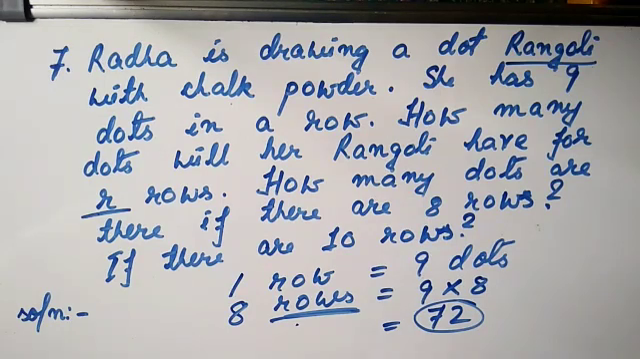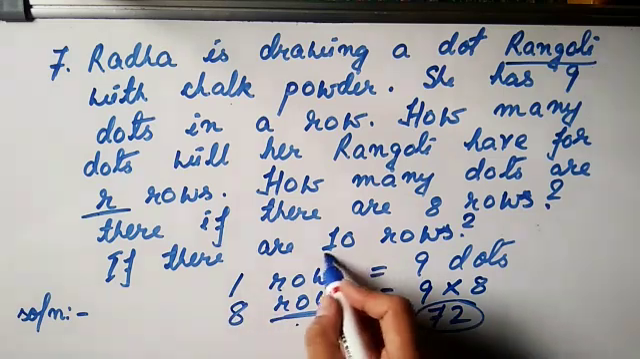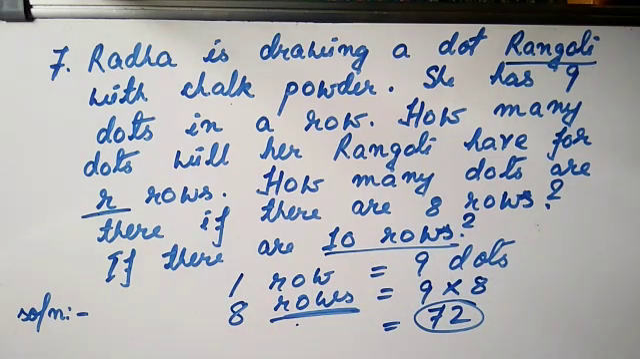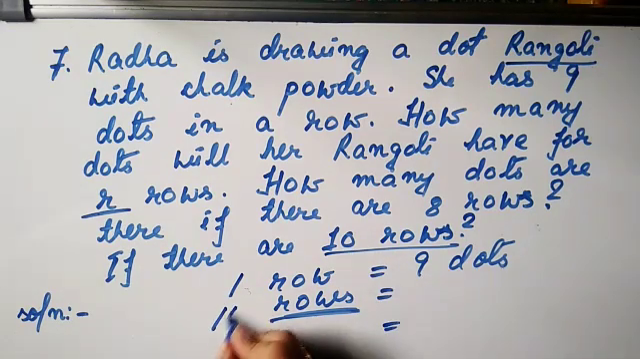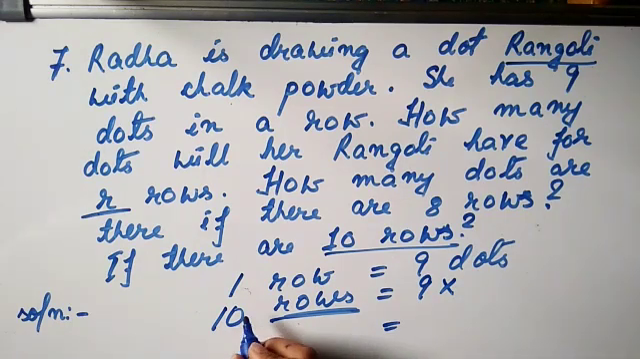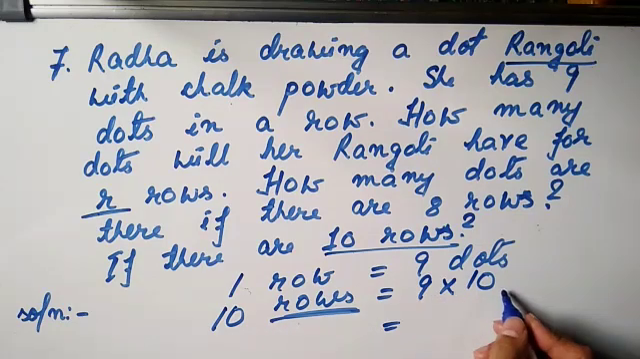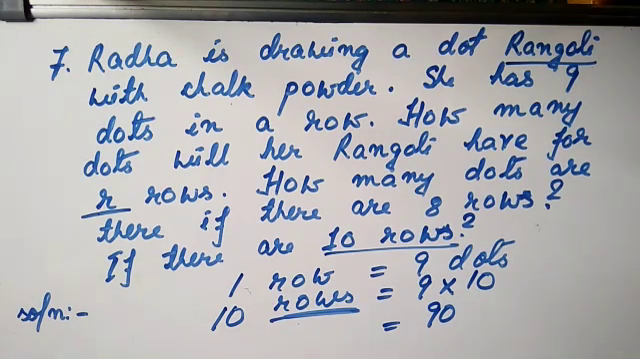And our final question is, they ask us to find how many dots will be there in how many rows? 10 rows. So instead of 8, this time we have to take 10 rows. So for 10 rows, 9 will be multiplied by the number of rows, that is 10. So 9 times 10, or 9 tens are? Yes, 90. So these are our answers. Understood? This is how we are going to solve this question. So let's write the answer.